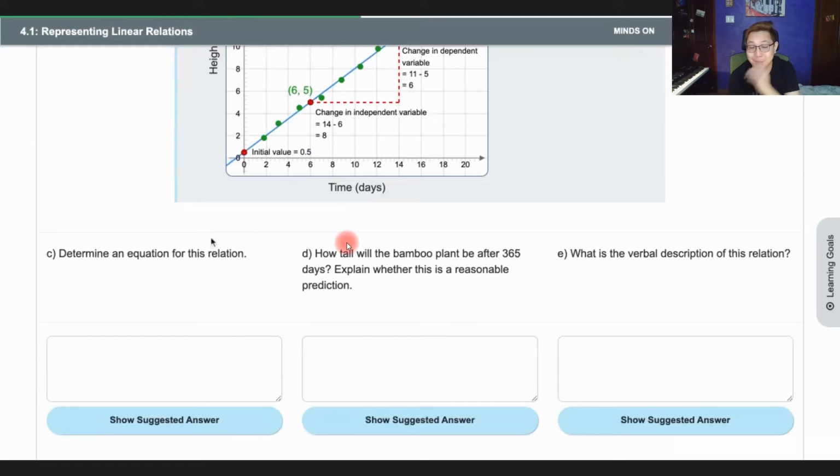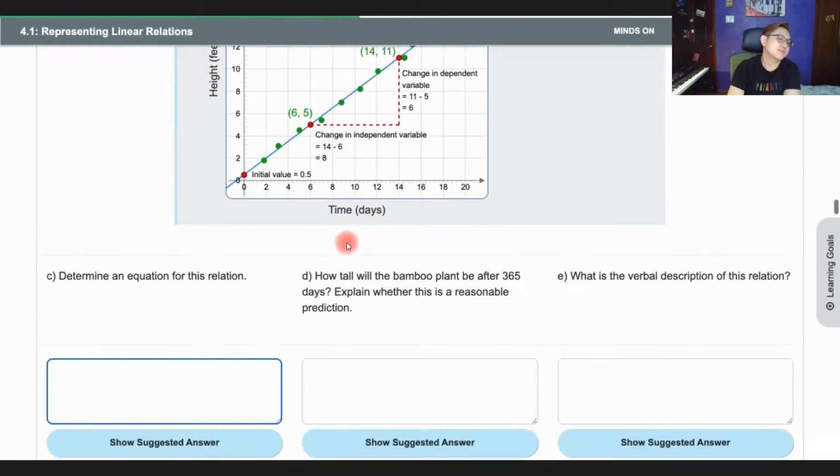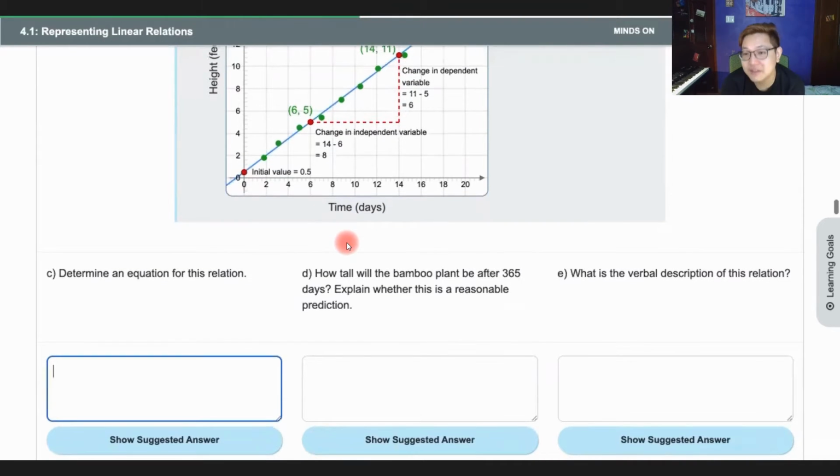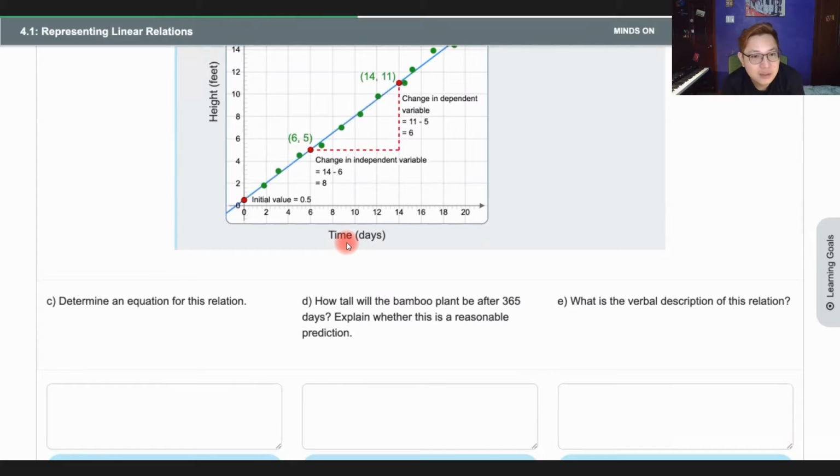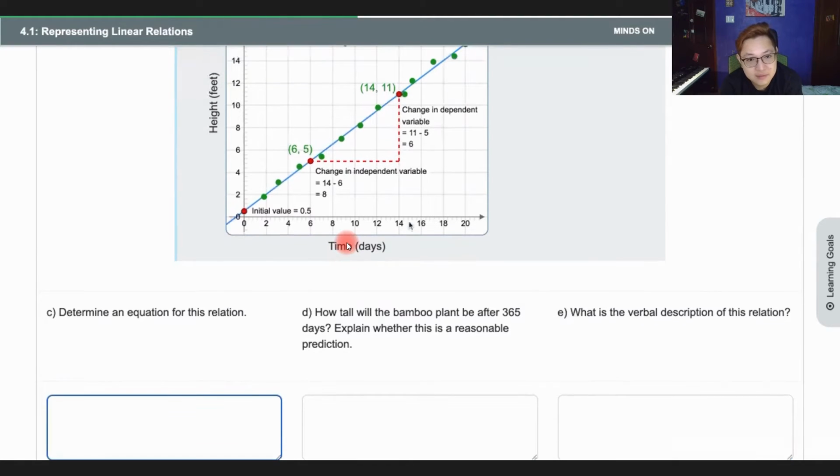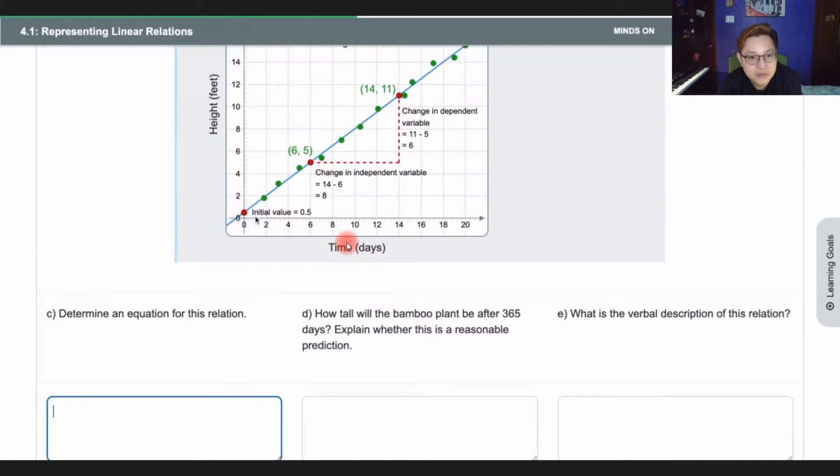Determine an equation for this relation. Can you do that? Okay, we did that before. y equals ax plus b, something like that, and you put the values in there, and then you can solve it. Okay, let's choose the value of 0 first to make things easier. The initial value is 0, 0.5. So 0.5 equals a times 0 plus b.